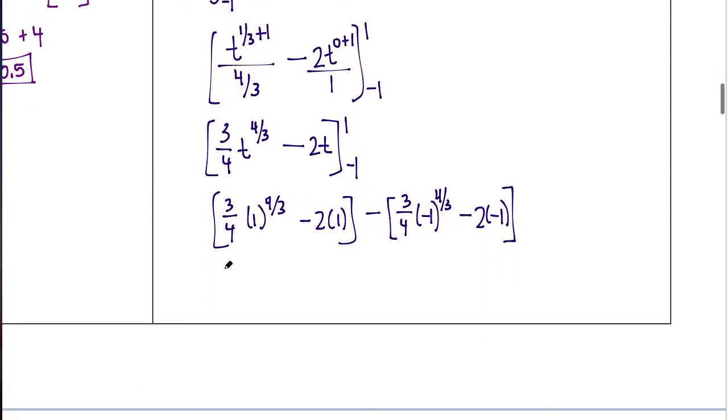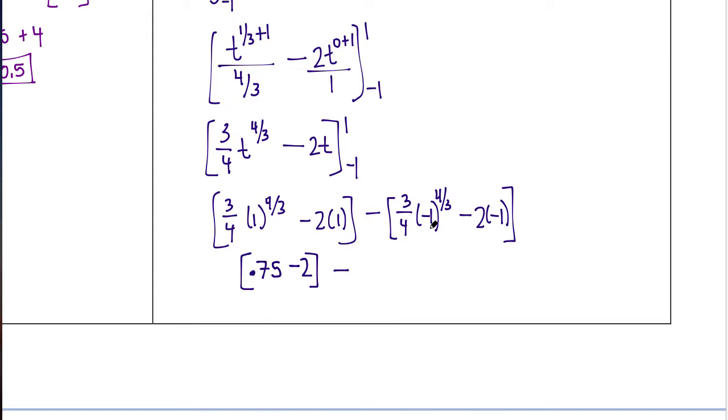So this first part should be easy. So 1 to the 4/3 is just 1. So we have 3/4. I'm actually going to go ahead and write this as a decimal. So we're going to go ahead and write that as 0.75 minus 2. So that's my upper bound, a little simplified.